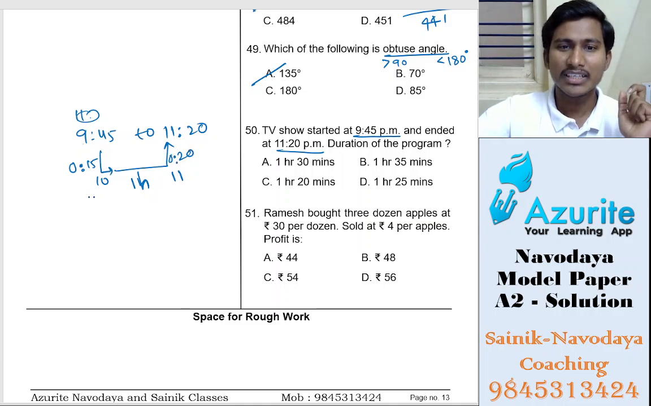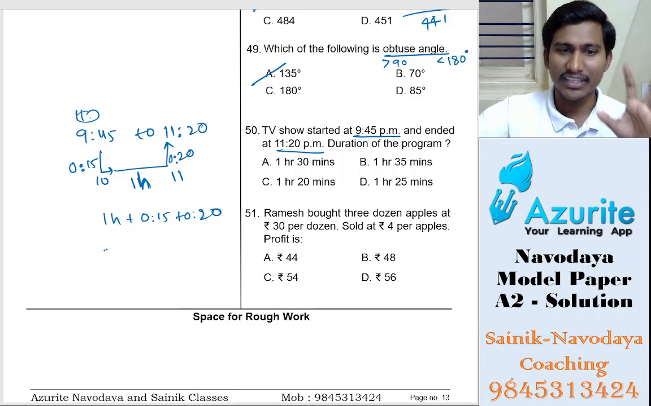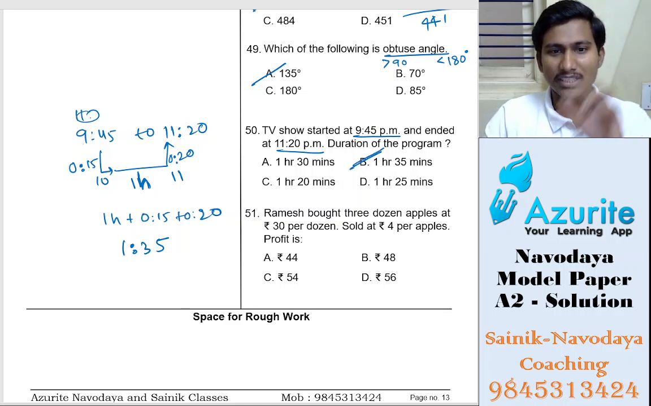So what will be the answer here? This is 1 hour, this is 15 minutes, this is 20 minutes. So 1 hour plus 15 minutes and 20 minutes. 15 plus 20 is 35. So it is 1 hour 35 minutes. Which option is 1 hour 35 minutes? That is option B, right? 1 hour 35 minutes is the answer.